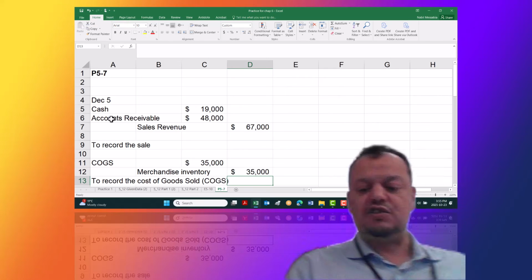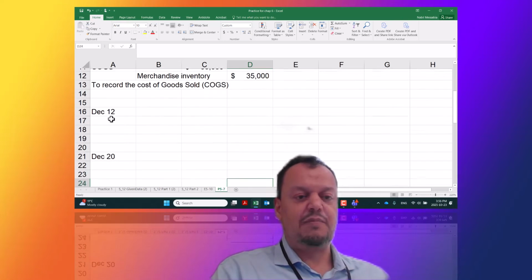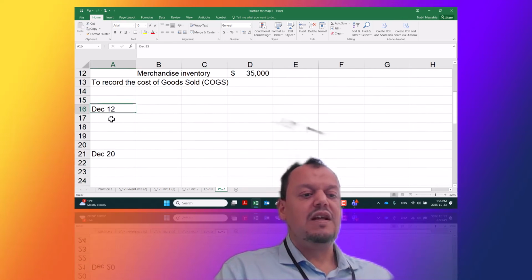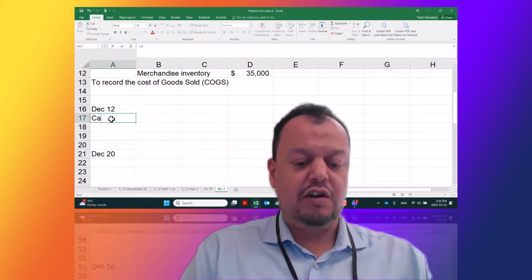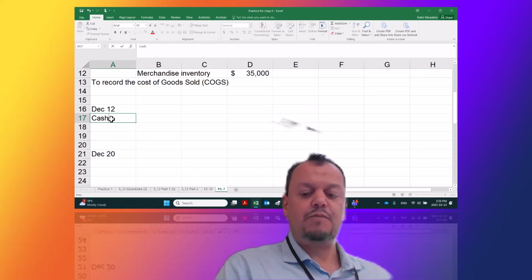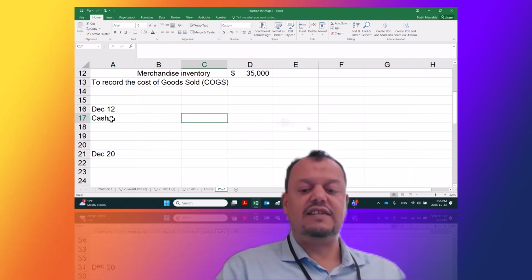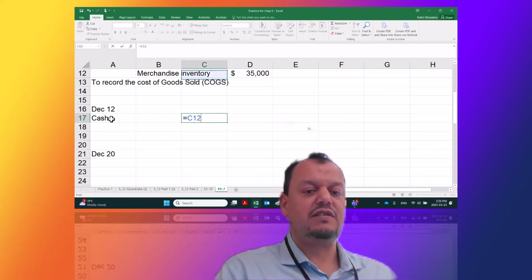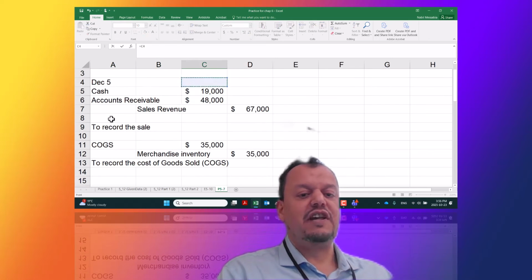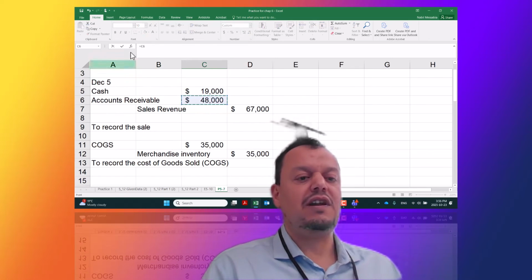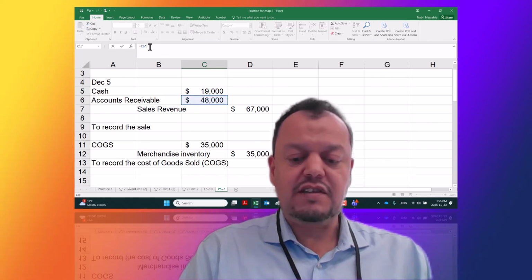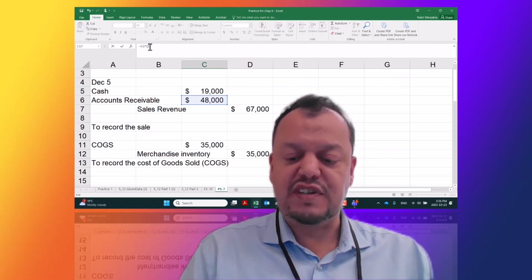Then, okay, let's do it step by step. The first step is that we are going to collect cash, and the cash collected is not the full amount of $48,000. It is $48,000 times, right, 1 minus 2%.